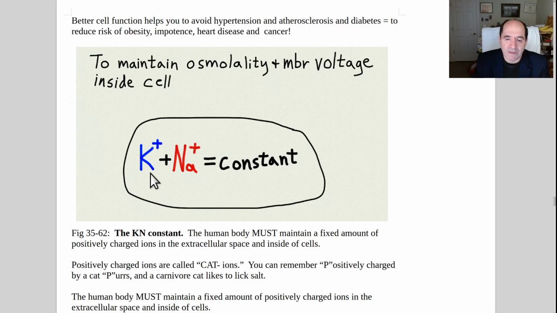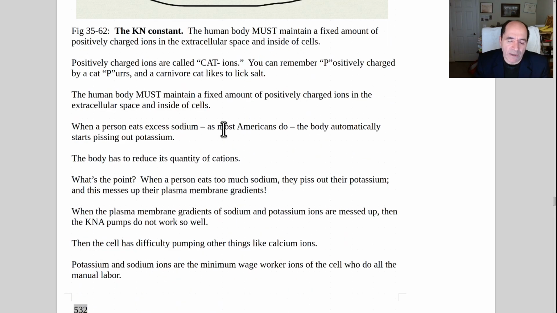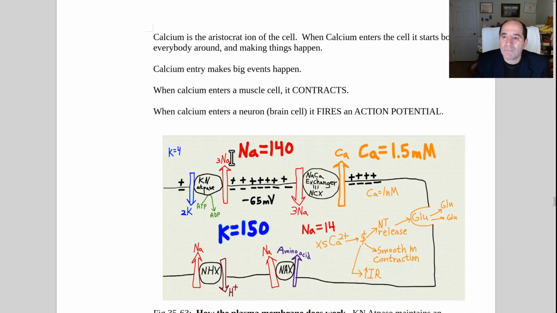As far as remembering these cations, you don't really need this, but I would remember a cat purrs: P for purrs, P for positive charge on cations. Anions have negative charge in terms of ions, so that's not so important unless you're taking it for school, but remember that they're held constant. They have to hold them constant because otherwise you would have hyperosmolality problems and you'd get cell bursting from osmolality gradient stuff. You can think of potassium and sodium ions as minimum wage workers, and calcium's like the big aristocrat that comes in there, makes things happen, bosses everybody around.